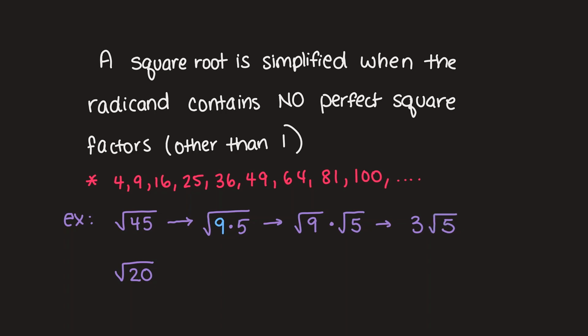And we simplify square root of 20 in the same manner, where we rewrite 20 as 4 times 5, so that one of its factors is a perfect square. And then using the product rule, this is the same as square root of 4 times the square root of 5, which then simplifies to 2 times the square root of 5, or simply 2 square root 5.